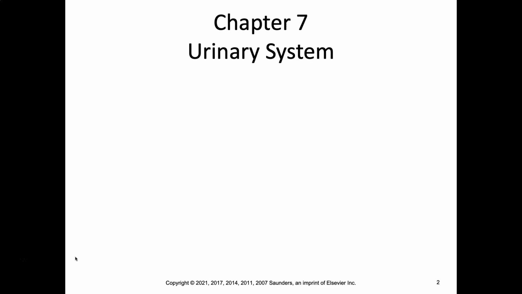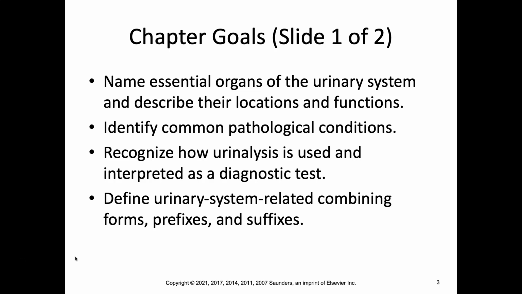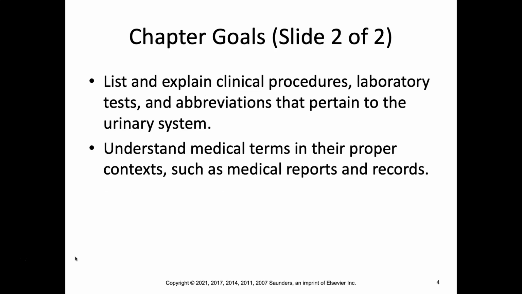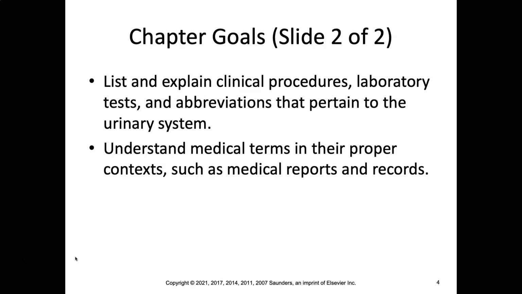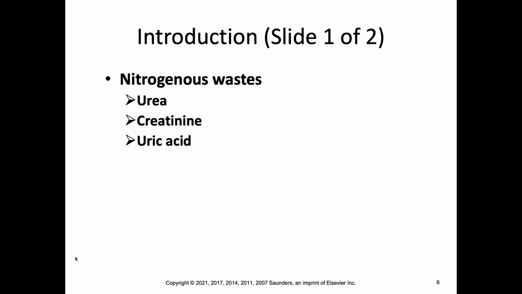All right. If you'd like to follow along in your book, we are on page 203. Our chapter goals are very similar to our other body system chapters, where we want to look at the organs that are in that specific system, the locations, functions, talk about common pathological conditions, talk about the diagnostic tests that are involved, look at combining forms, prefixes, and suffixes, look at clinical procedures, lab tests, and abbreviations, and understand medical terms in their context. And in this particular chapter, we want to talk about urinalysis, how it's used and interpreted as a diagnostic test. All right then, let's get started.